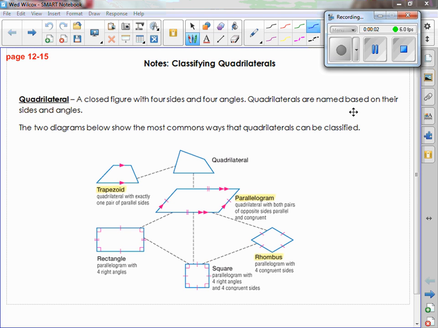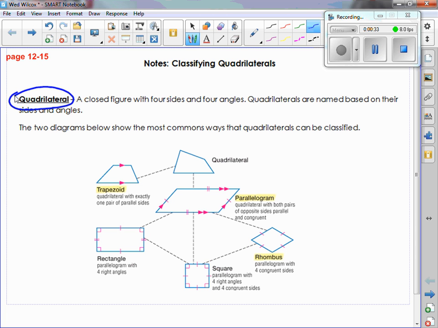Today's lesson is over classifying quadrilaterals. These notes correspond to pages 12 through 15 in your notebook. The first page of notes just shows you a couple different displays of how you can see the different relationships between quadrilaterals. So just to clarify, a quadrilateral is a closed figure with 4 sides and 4 angles. So there are many different types of quadrilaterals. We can be more specific, such as rectangle, square, or rhombus.